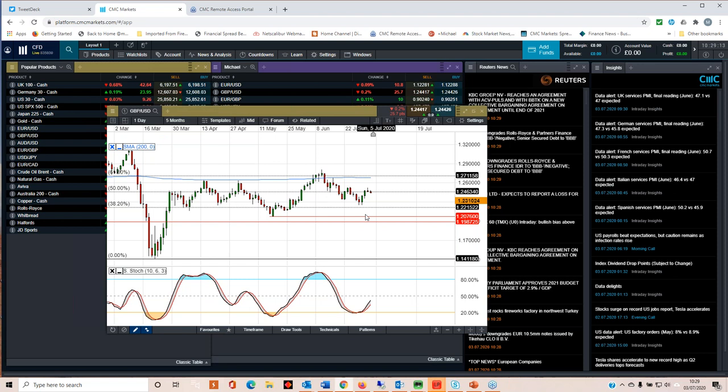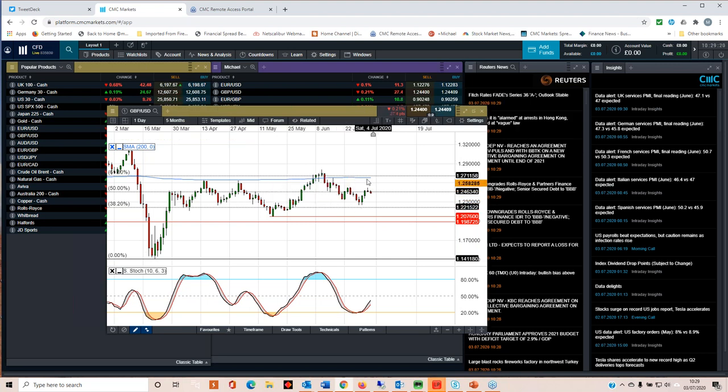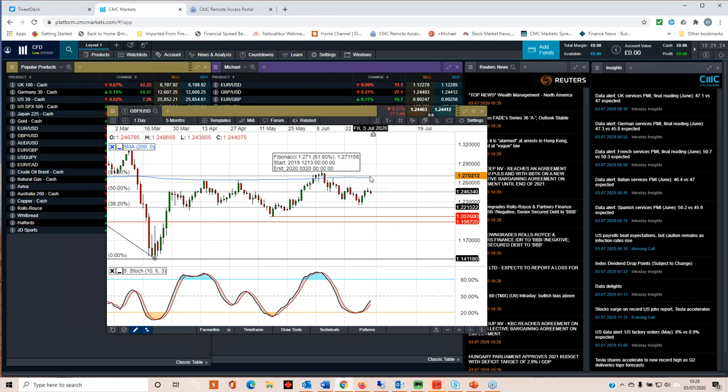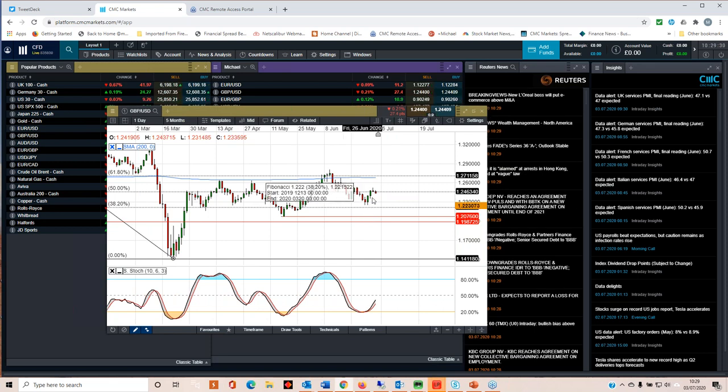125.50. I'm still of the opinion that this is likely to continue to be the range for a while yet, but I'm optimistic that we could well see another test of the 200-day moving average, a retest of the 127 area, and ultimately a slow move higher. Momentum is certainly on the pound side.